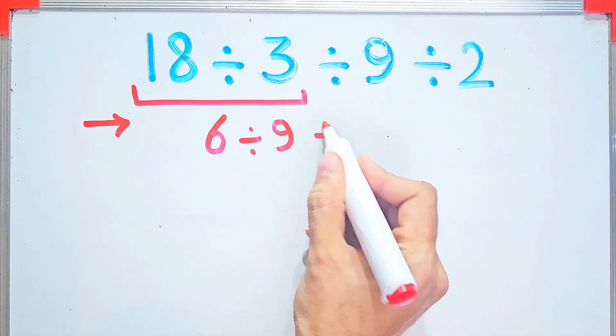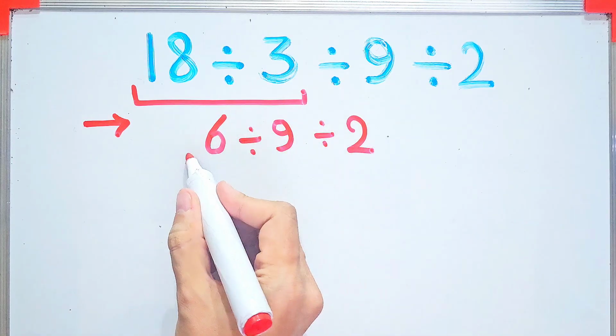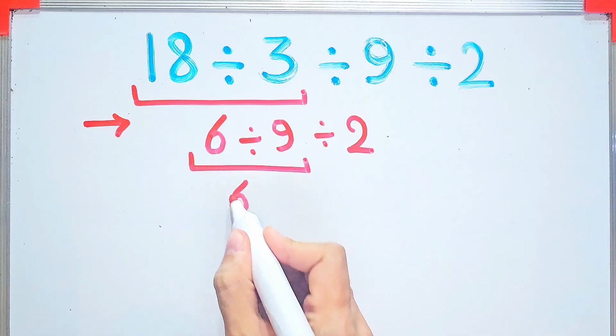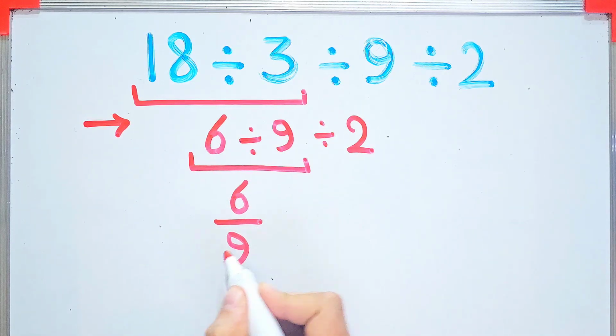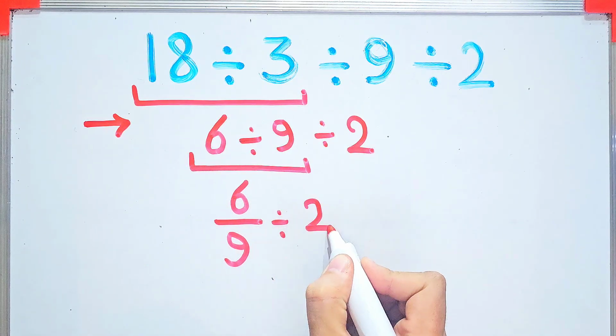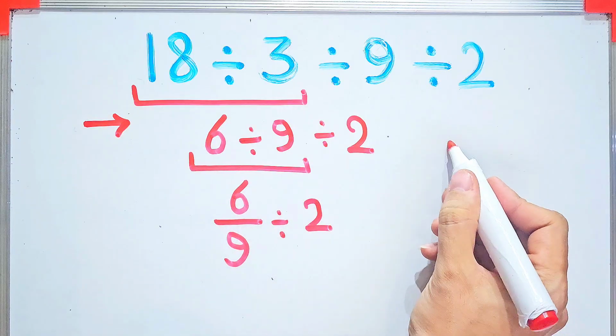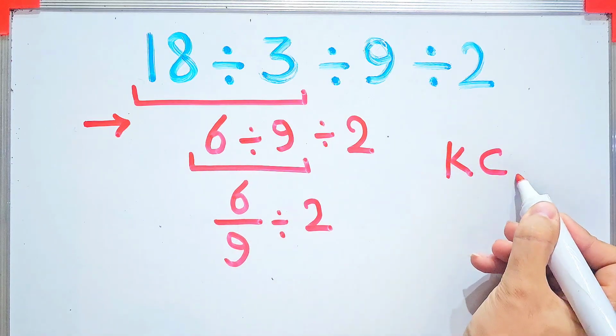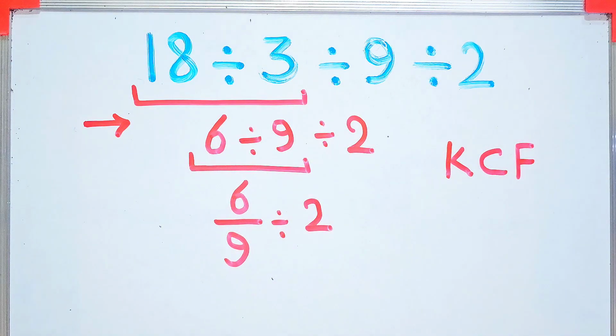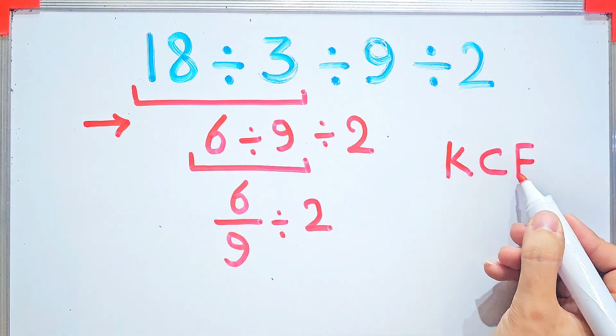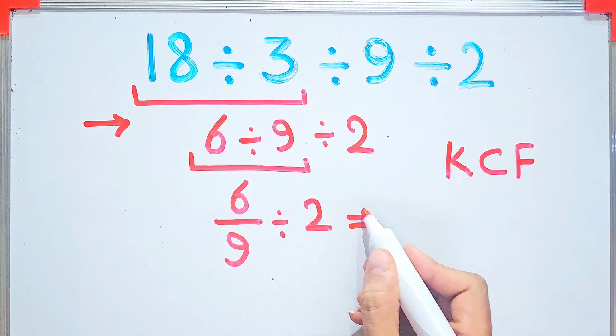6 divided by 9, then divided by 2. 6 divided by 9 equals 6 over 9, then divided by 2. To solve this part, we need to follow the KCF rule. KCF means keep the first fraction as it is, then change the sign, then flip the second number.